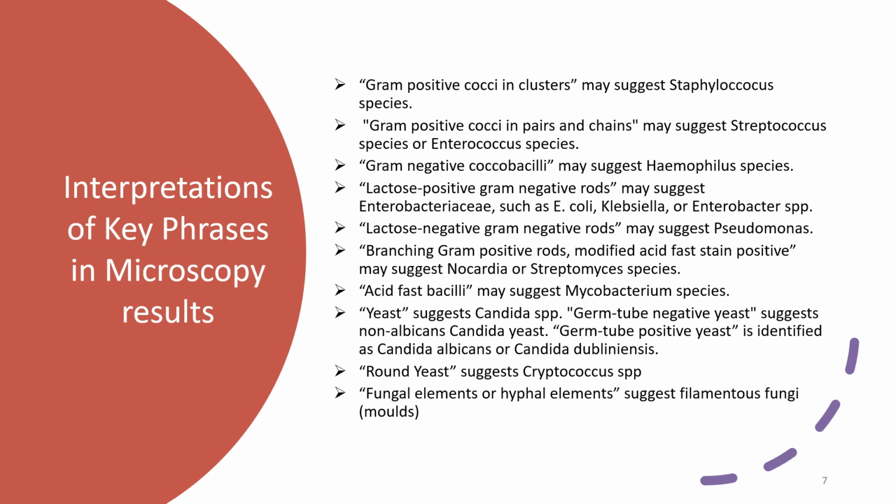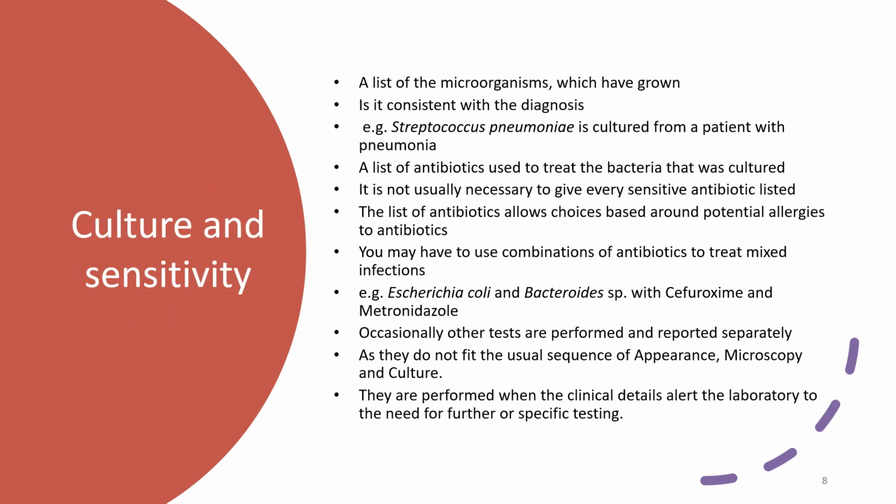If there are branching fungal elements, it is a filamentous fungus like Aspergillus or zygomycetes. If it is a round yeast, it suggests Cryptococcus. If it is budding cells, it is Candida. So the key phrases in the microscopy can help us to provisionally identify and suspect the probable organism. If culture and sensitivity are available, we have to see whether it is consistent with our clinical diagnosis.